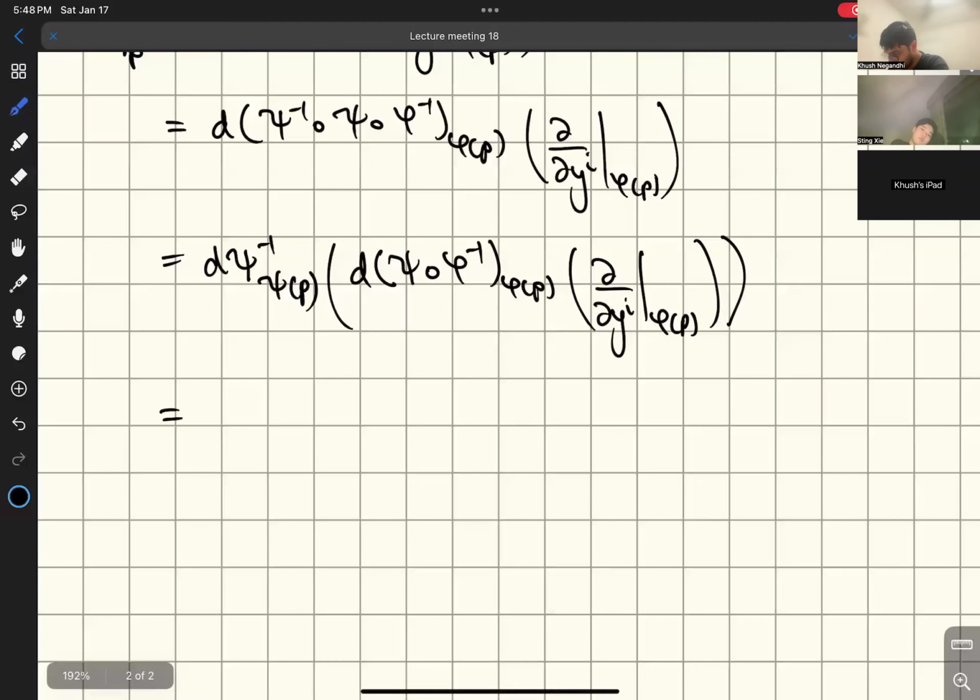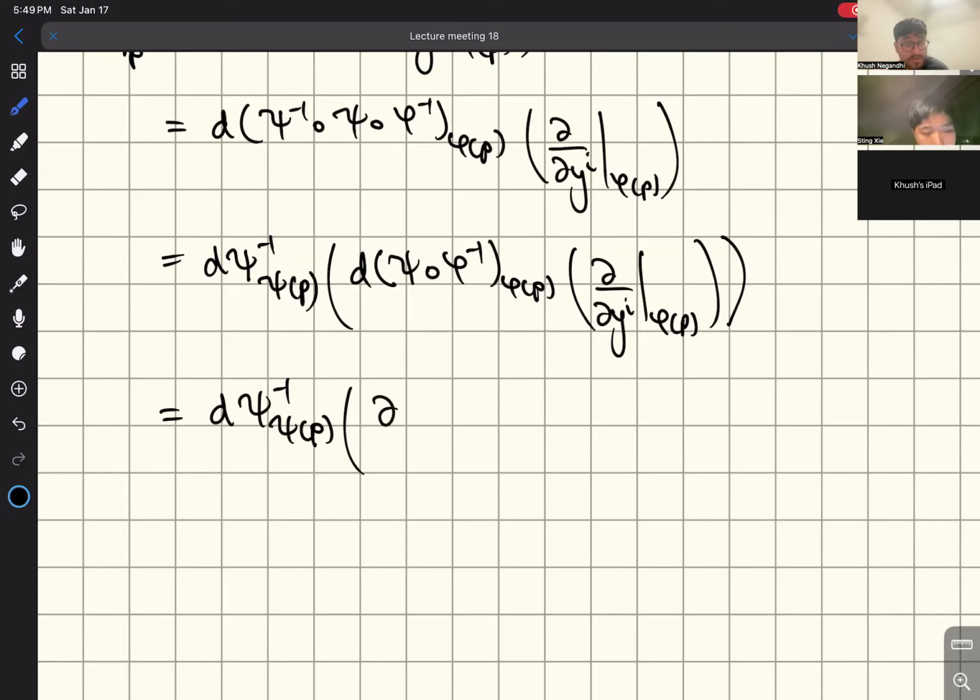And then this is d of psi inverse at psi of P, and this should give you partial x tilde_j over partial x_i at phi of P times partial x tilde_j.